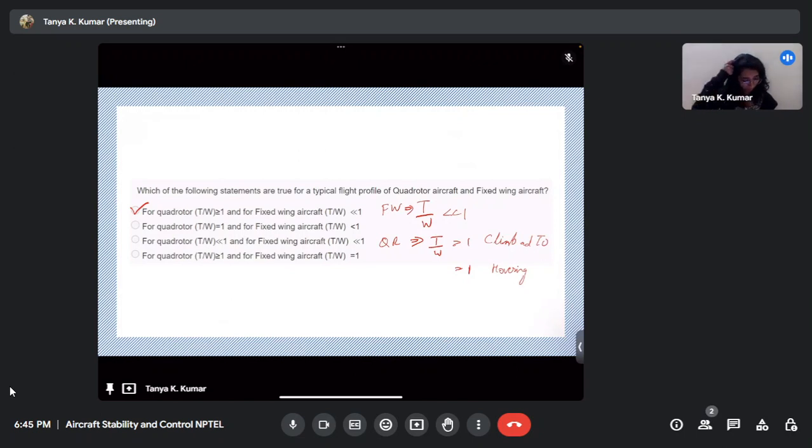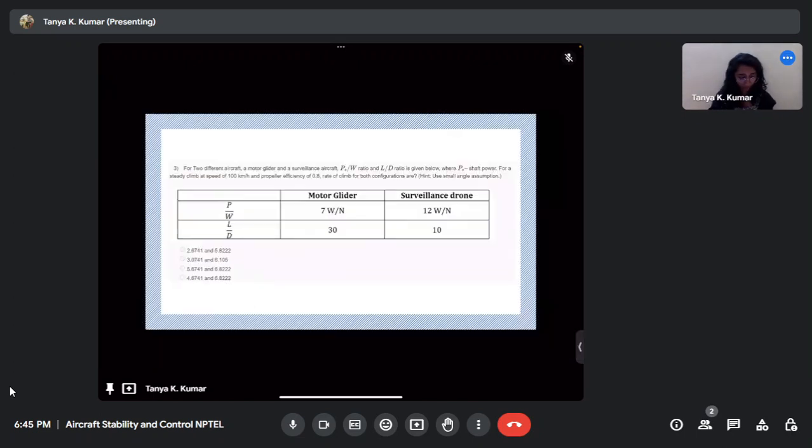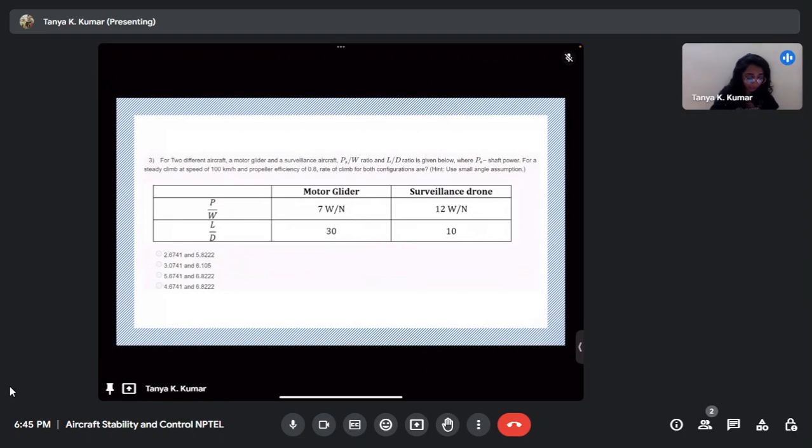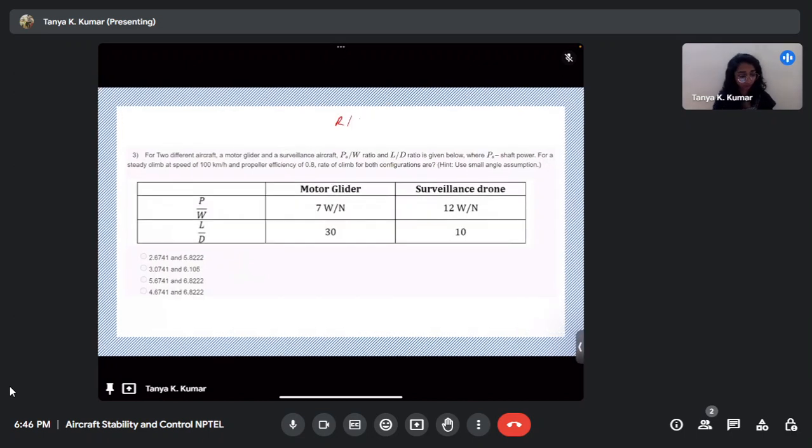Okay, now let's look at the next question. For two different aircraft, a motor glider and a surveillance aircraft, the PS to W ratio and L by D ratio are given below, where PS is shaft power. For a steady climb at speed of 100 km per hour and propeller efficiency of 0.8, rate of climb of both the configurations are. So we need to find out rate of climb.